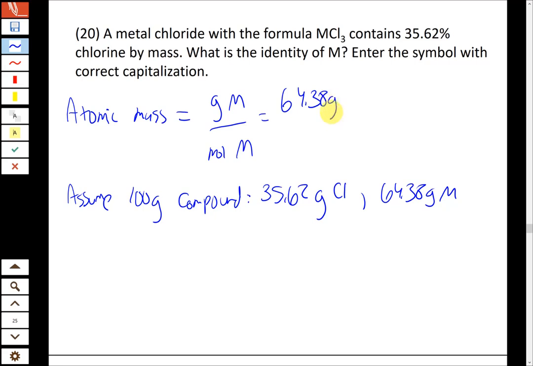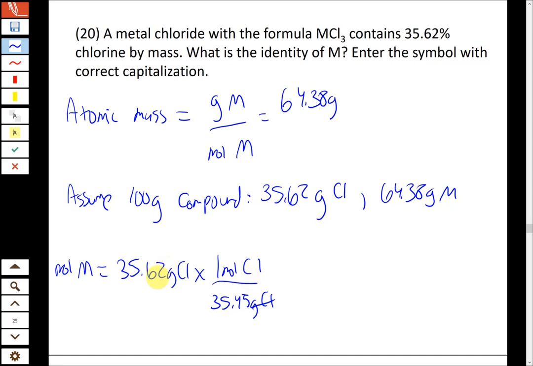We could calculate the atomic mass of chlorine as well, but we don't need it, of course, because it's a known element, so we can just look it up. And then to find the moles of metal, this is where we have to do some mole conversions, kind of similar to what we did in the last problem. So what we're going to start with is we know how much chlorine we have, and we know the identity of chlorine, so we can figure out the moles of chlorine that correspond to that first. So we're going to take the mass of chlorine and convert it to moles using its atomic mass, which we would look up on the periodic table as 35.45. So that's moles of chlorine.